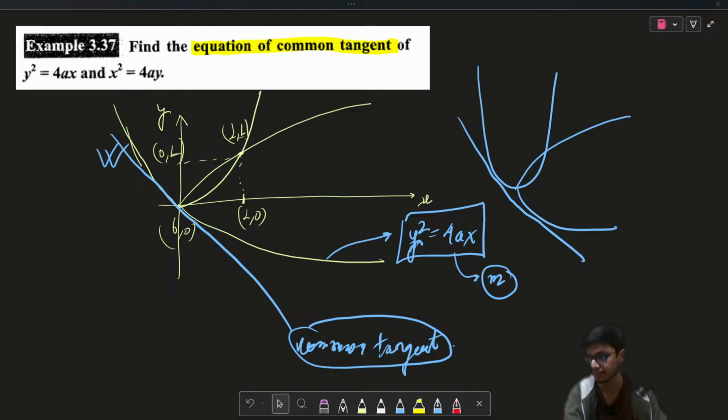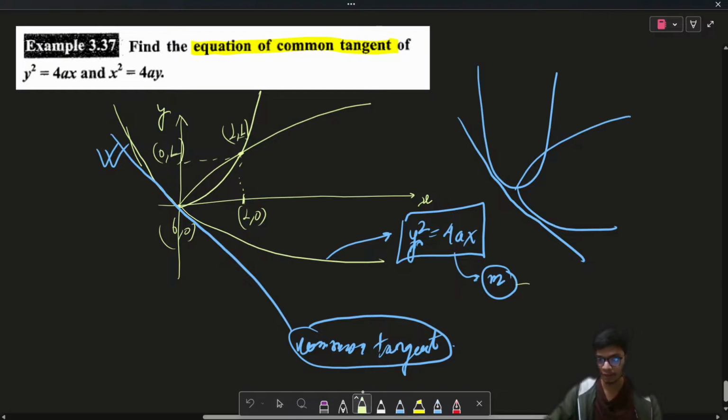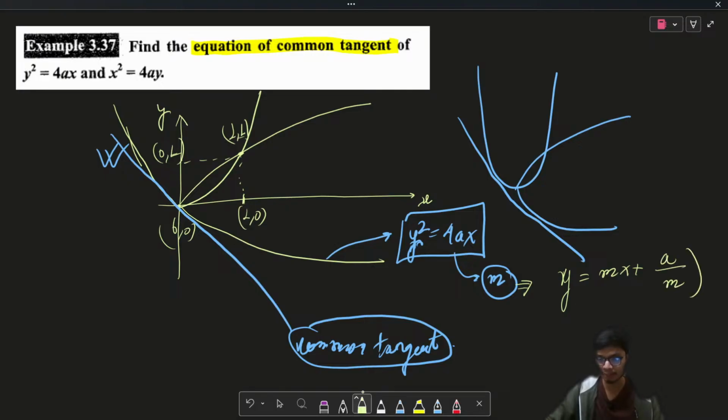So in the previous lecture, we discussed the equation of the tangent, and we left off with the discussion on the common tangent. I discussed briefly in the last class that we try to write the equation of the tangent to this standard parabola in the slope format. If you write the equation of the tangent in the slope format, it is y is equal to mx plus a upon m.